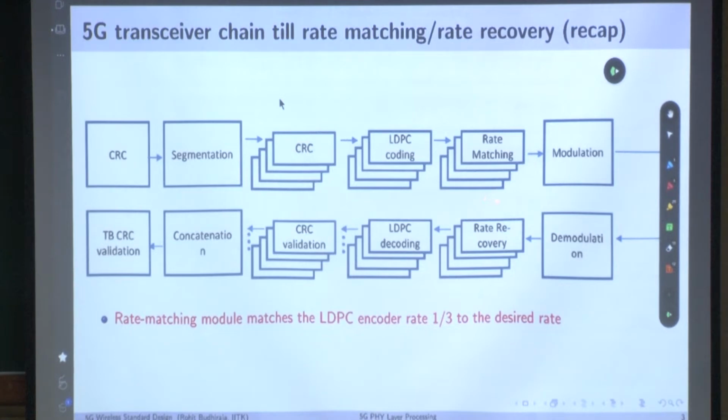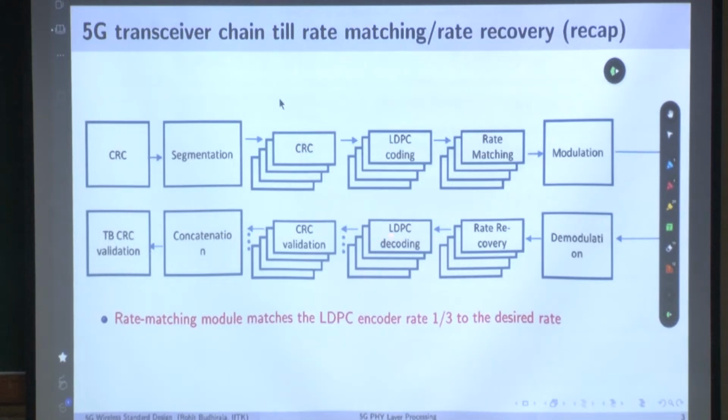Some of the students say rate dematching, but the nicer name is rate recovery. You are recovering the rate which was asked by the user to the one which is required by the decoder. This is always 1/3. The user rate can be higher or lower, but this is always 1/3. Again, the same idea: you don't want to design 20 odd LDPC decoders for each of the rates defined in the standard. Again, the cost.